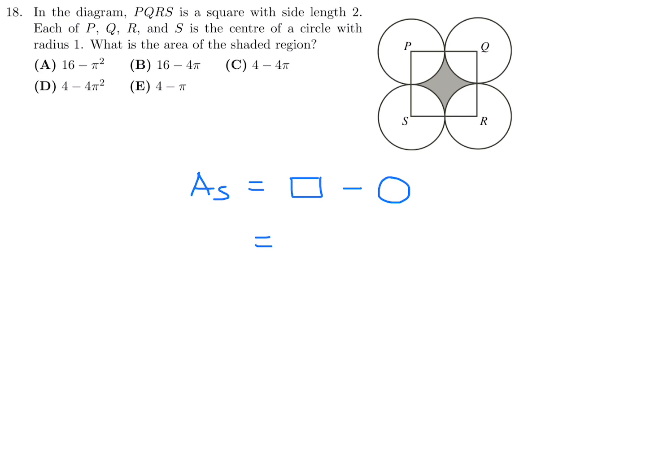So the square, they told me, has a side length of 2, so the area is 2 times 2. The circle has an area of pi r squared, correct? But we know the radius, they told me, is 1. So instead of writing r, just write 1. So there you go, that's the area, and that's 4 minus pi. And that's it. Area of the shaded region. So number 18, the answer is E.